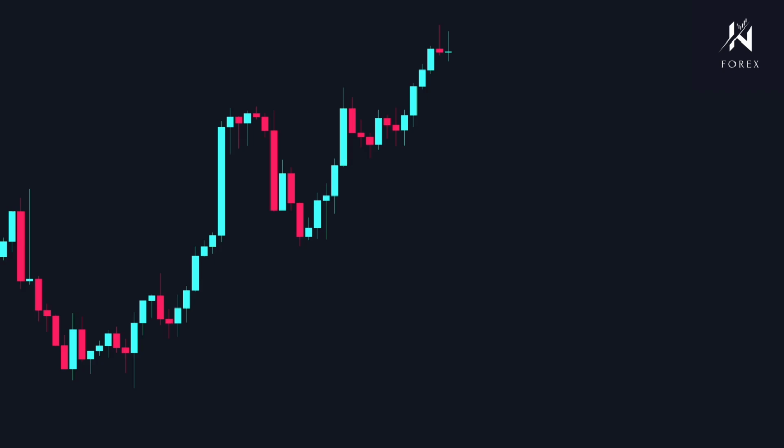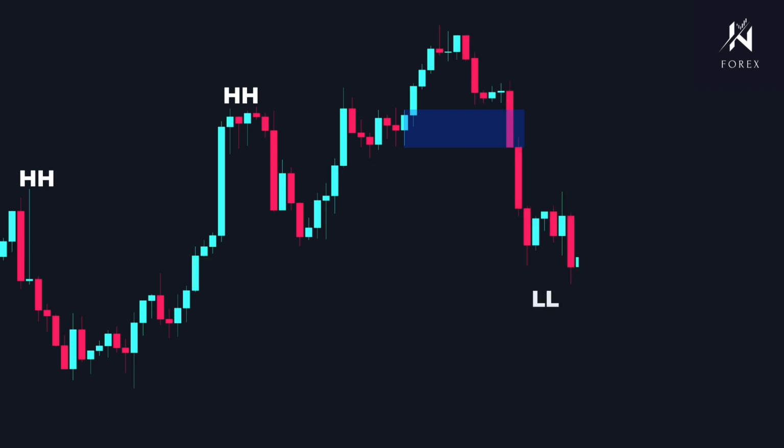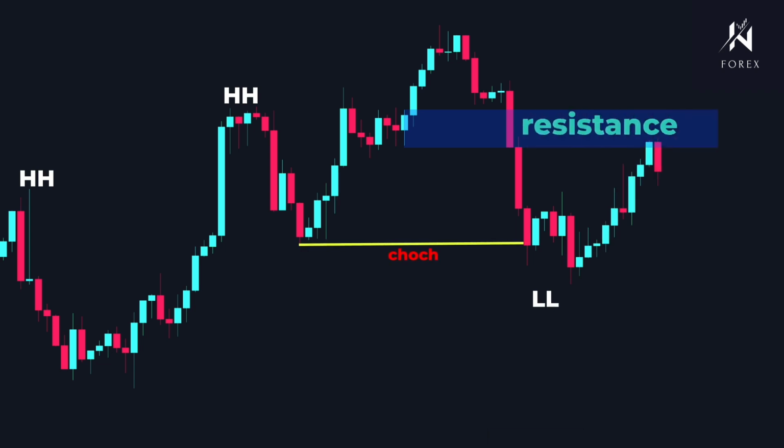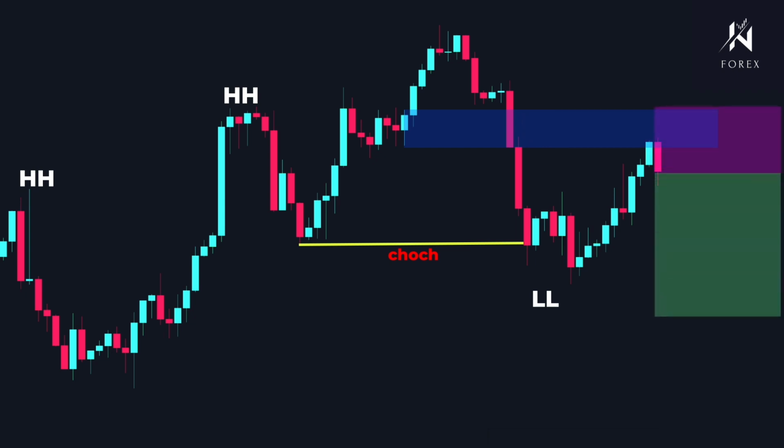For example, imagine the price moves up strongly, leaving behind a gap, and makes higher highs. You mark the order block on the chart at that point. Later, the price falls and breaks through the order block, creating a new low. This tells us the trend has changed from bullish to bearish. When the price returns to the broken order block, that area becomes a resistance zone. This is a good spot to take a short trade. Place your stop loss just above the breaker block and set your target to be twice the size of the stop loss. In this case, the price rejected the breaker block, hit the target, and gave a nice profit.